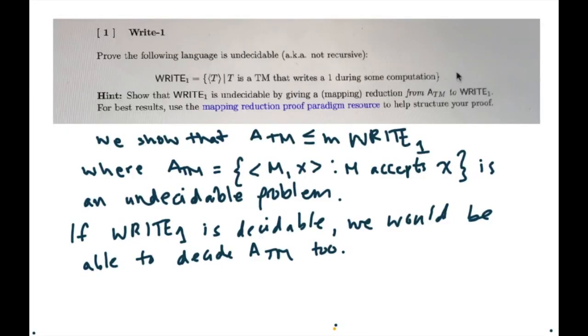This is the first problem from Recitation 10, where we're going to show that the language Write1 is undecidable. So the language Write1 takes in input T, where T is a Turing machine that writes a 1 during some computation. And we're going to show that the language Write1 is undecidable by giving a mapping reduction from ATM to Write1. What that means is we're going to show that if Write1 were decidable, then we would also be able to decide ATM. But we know that's not possible because we've already proved that ATM is an undecidable problem.